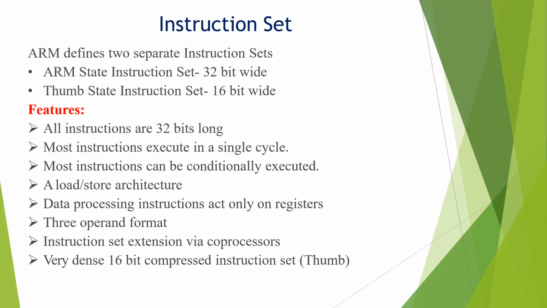It defines two separate instruction sets. One is the normal ARM state instruction set, which is 32 bits wide, and another type is the Thumb state instruction set, which is 16 bits wide. The features include that all instructions are 32 bits long. Now we are going to discuss only the ARM state instruction set throughout this unit. We are not going to deal with the Thumb state. So all instructions are 32 bits long.